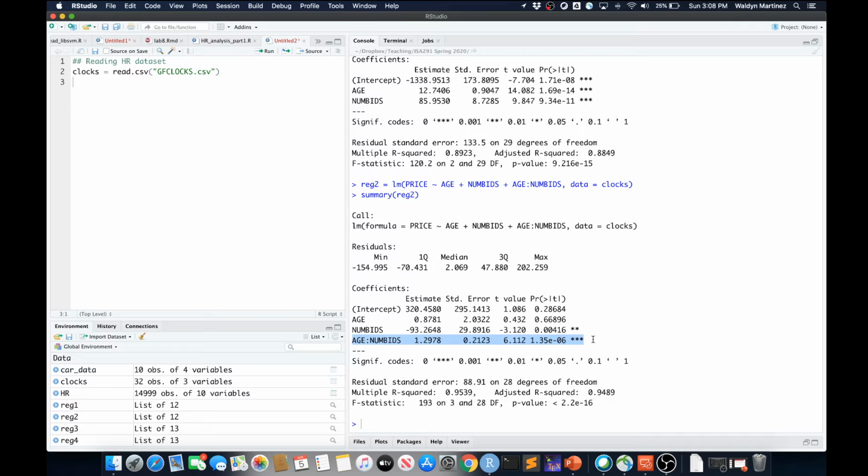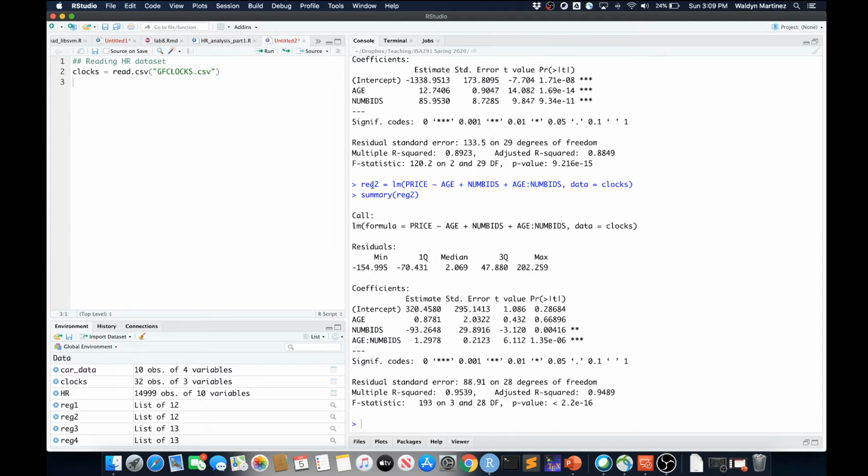In other words, as we increase age, the effect is no longer held constant. It no longer depends only on age, but it also depends on the number of bidders. You can see that the parameter estimates changed dramatically from what they were. In this case, the number of bidders even became negative. But now we have to take a look at the joint effect that they have.